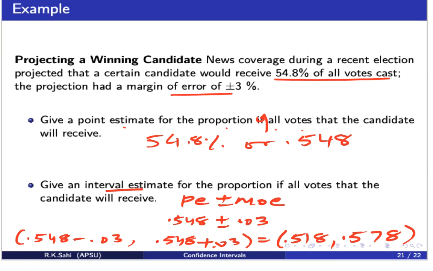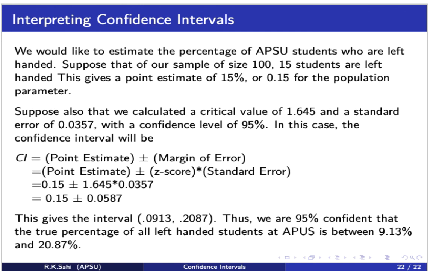let's do one more example, the last example in this session. The question is, we would like to estimate the percentage of APSU students who are left-handed. Now suppose we took a sample of size 100 and found that 15 students were left-handed. So what is the sample proportion? The point estimate is 15% or 0.15. Now we also calculated a critical value of 1.645, a standard error of 0.0357 with a confidence level of 95%. We would like to find the confidence interval.